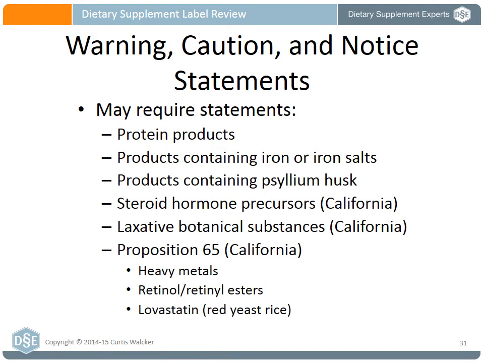To recap, we just learned about warning, caution, and notice statements required on protein products, products containing iron or iron salts, products containing psyllium husk, products containing steroid hormone precursors, products containing laxative botanical substances, and products containing chemicals found on the California Proposition 65 list. You've gotten exposure or re-exposure to the regulations, you've seen several illustrated examples of the statements, and hopefully you are now more able to review labels and ensure compliance and reduce risks.